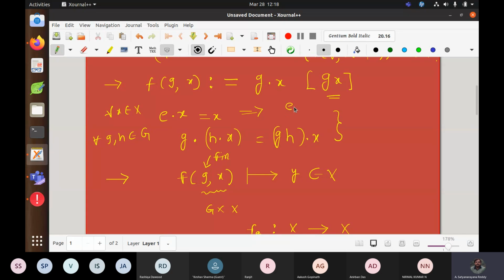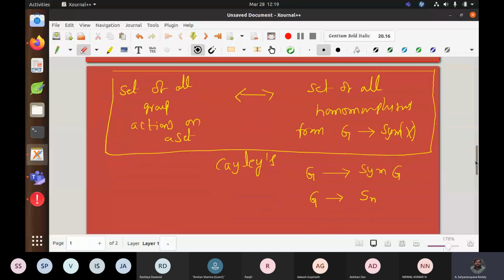So what can we say about E? Once I fix E, it is an identity map from X to X. So E is actually an element in the symmetric group of X, the identity element in particular. So that comes from here.